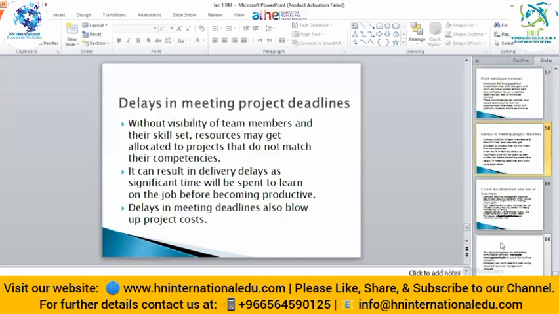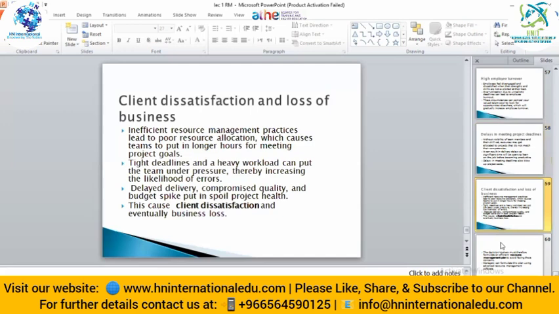Delays in meeting project deadlines. Without visibility of team members and their skill set, resources may get allocated to projects that do not match their competencies. So they don't know how to do that work, so how can they do the work timely? It can result in delivery delays as significant time will be spent learning on the job before coming to productivity. So delays in meeting deadlines also blow up the project cost because we are taking too much time and we have to pay extra if we are taking any resource on rent. So it will increase the budget.